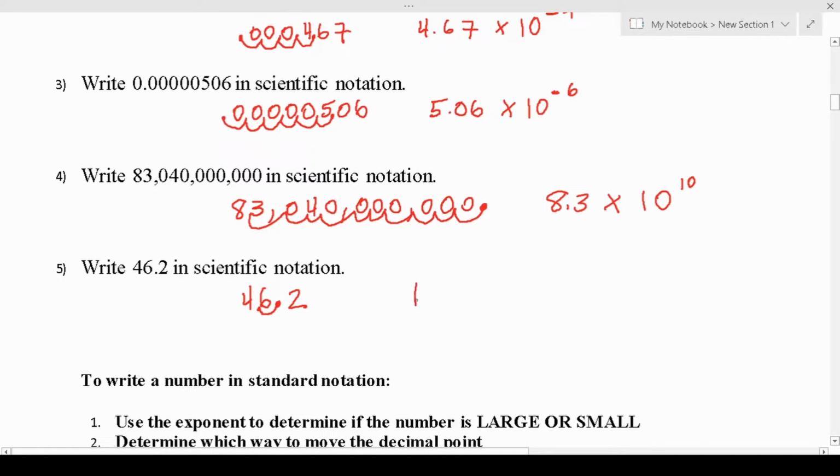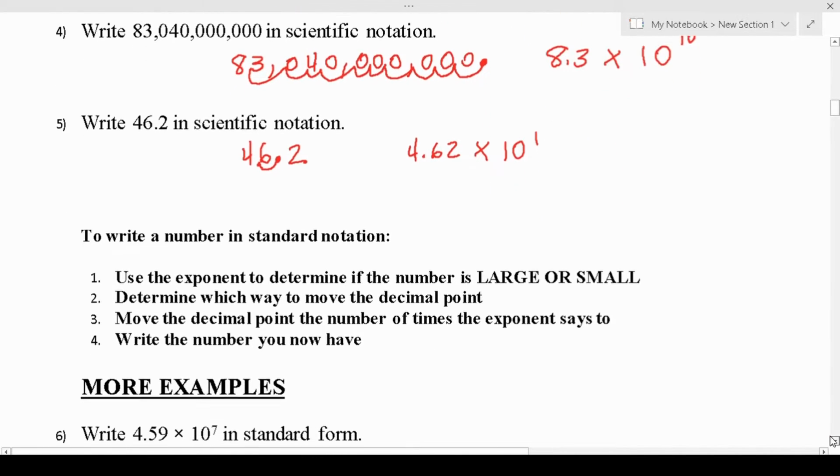So this is going to be 4.46 times 10. And in this case, we shifted the decimal 1 time. So this is 4.462 times 10 to the 1, and that one is now written in terms of scientific notation. Okay?